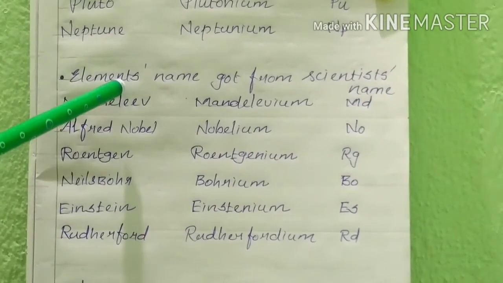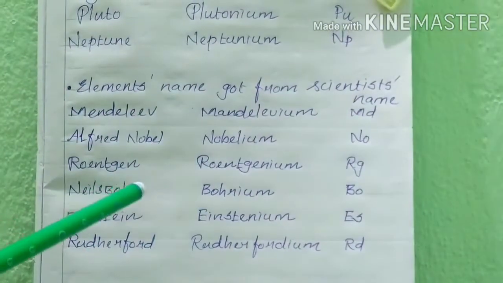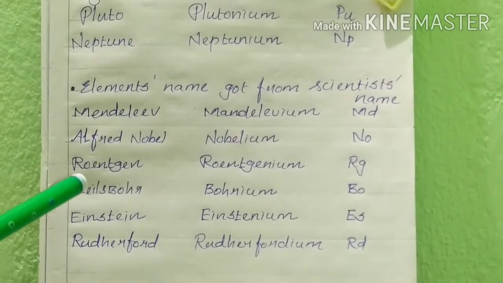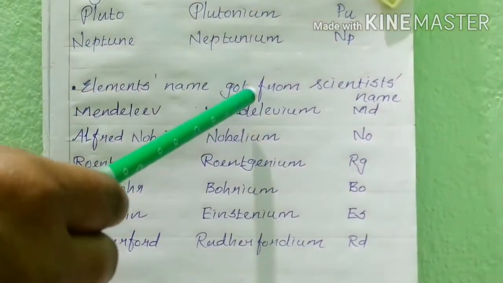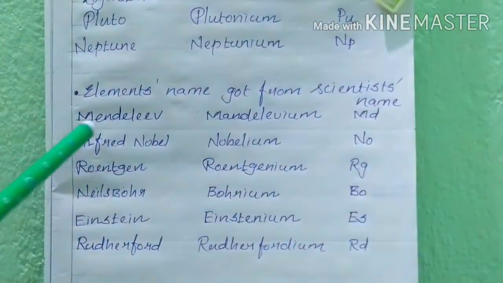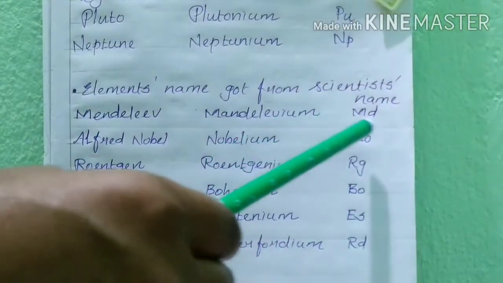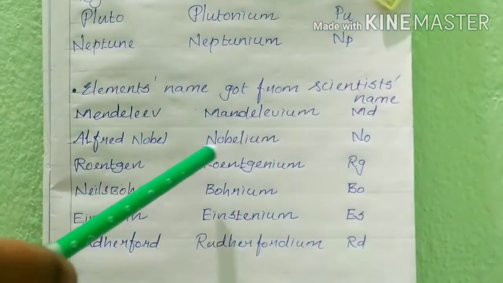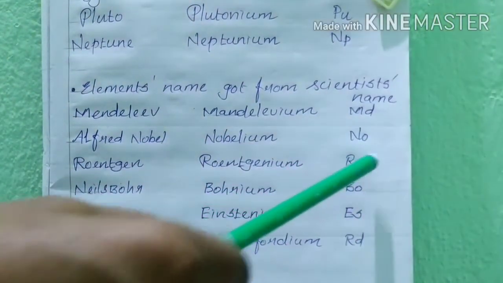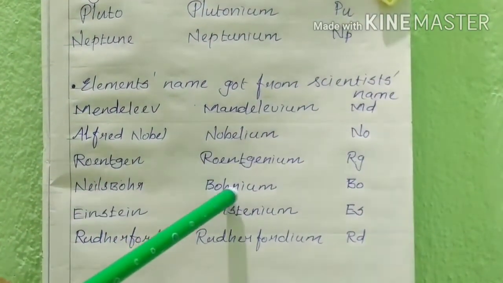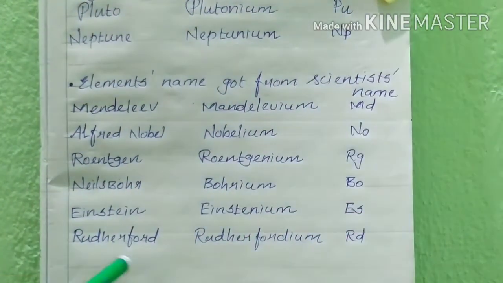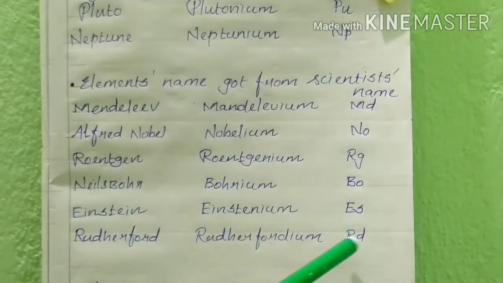Here, the names of some elements have been derived from the names of scientists. Shall we see some examples for this? These are the names of the elements and the names of the scientists and their symbols. Mendeleev, mendelevium, Md. Alfred Nobel, nobelium, No. Röntgen, roentgenium, Rg. Niels Bohr, bohrium, Bh. Einstein, einsteinium, Es. Rutherford, rutherfordium, Rf.